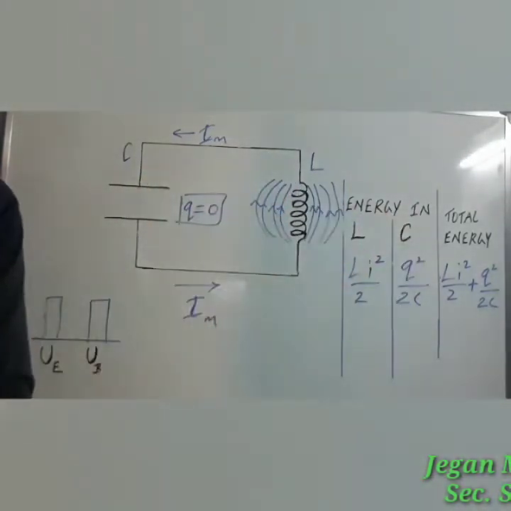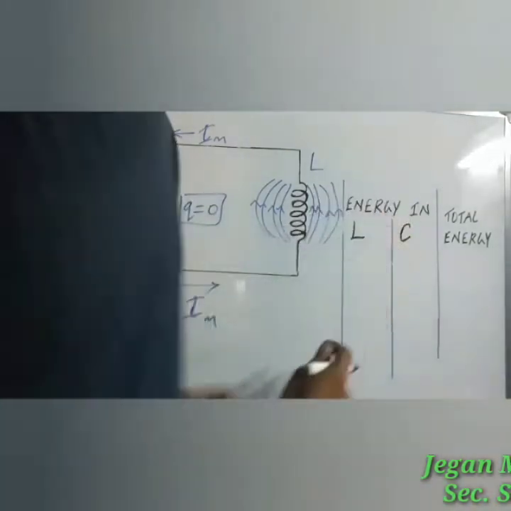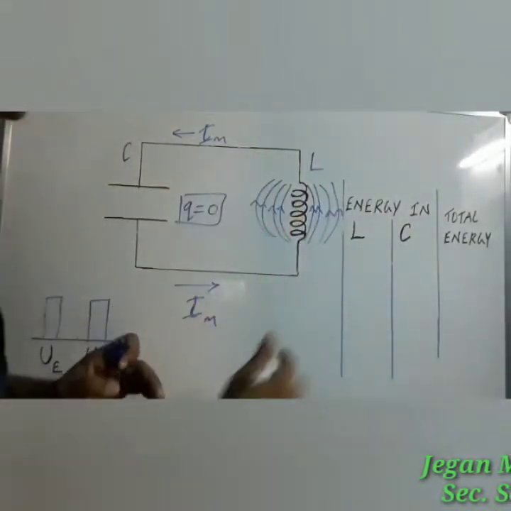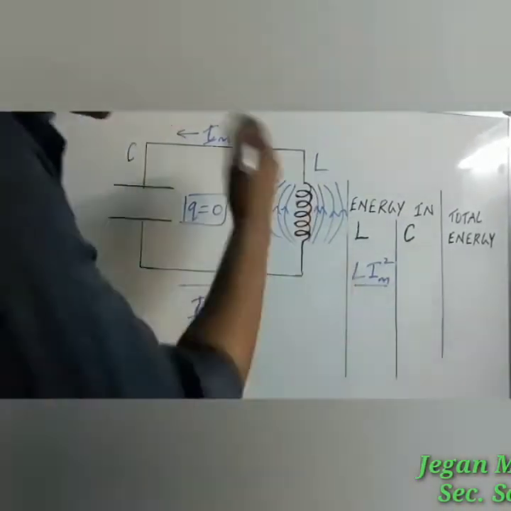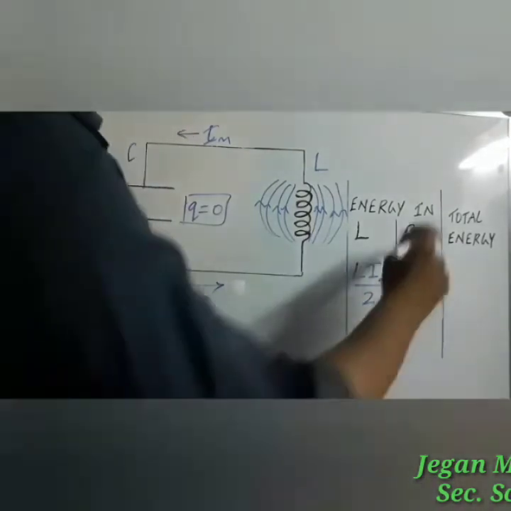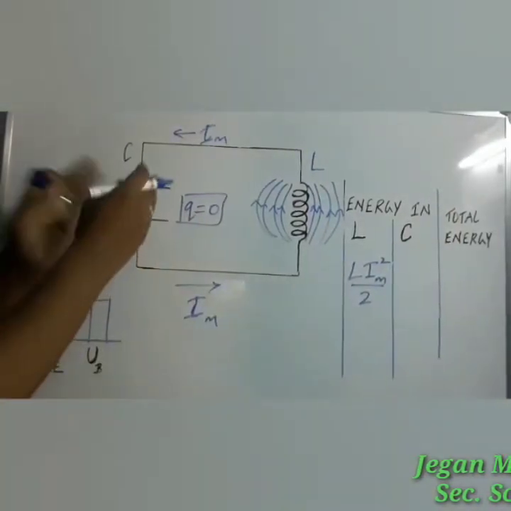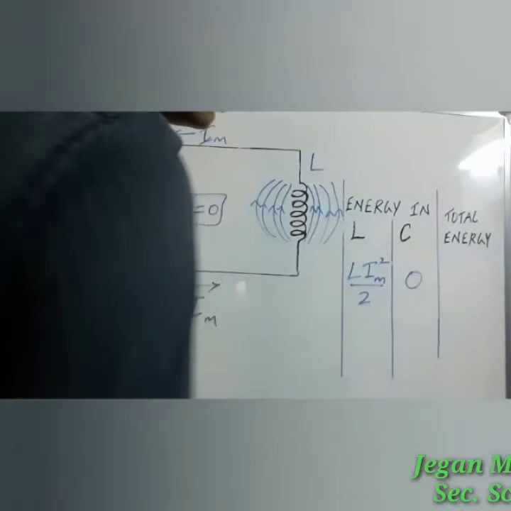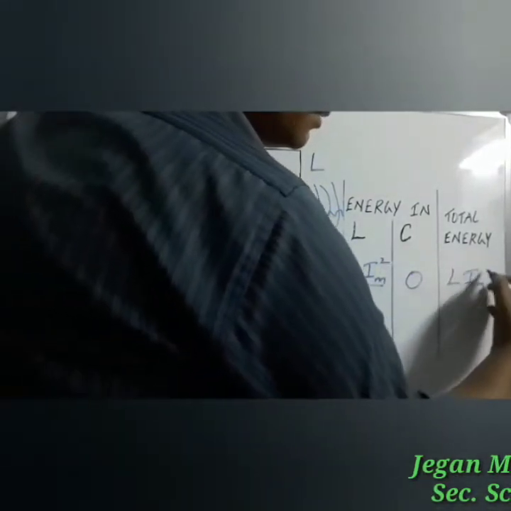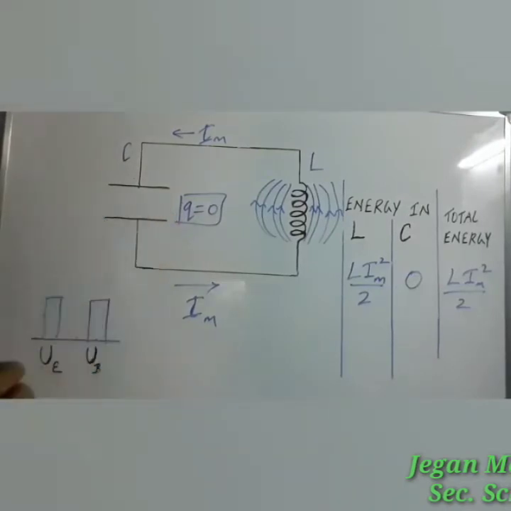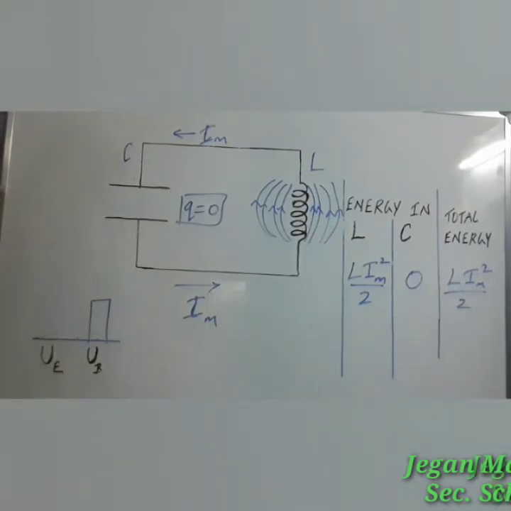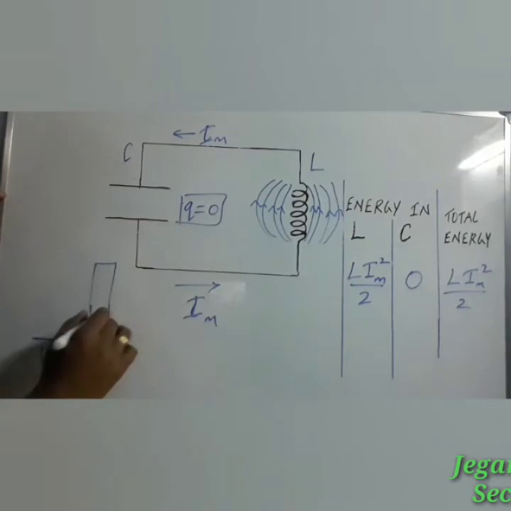So how can we write? Energy stored in the inductor is maximum. What is the expression? L Im square by 2, because maximum current is passing through the inductor. What is the energy in a capacitor? There are no more charges, no more electric field, so the value will be equal to 0. Total energy is the addition. So for this case, total energy is fully magnetic. Here we can draw no more electrical energy, it is fully magnetic energy.